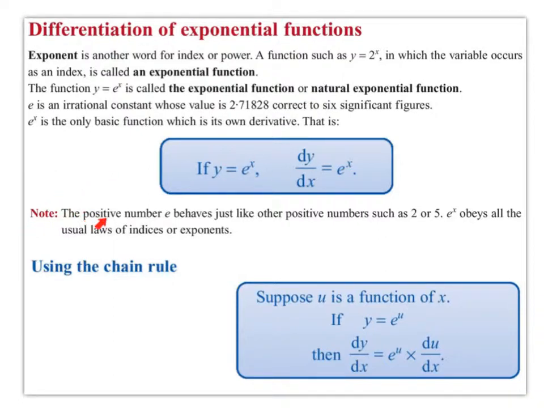Note, the positive number e behaves just like other positive numbers such as 2 or 5. E to the power of x obeys all the usual laws of indices or exponents. Using the chain rule, suppose u is a function of x. If y equals e to the power of u, then dy dx, the derivative, is e to the power u multiplied by du dx, so multiplied by the derivative of the index.